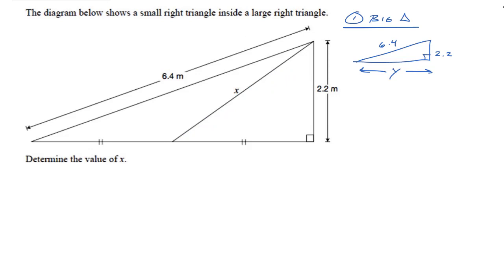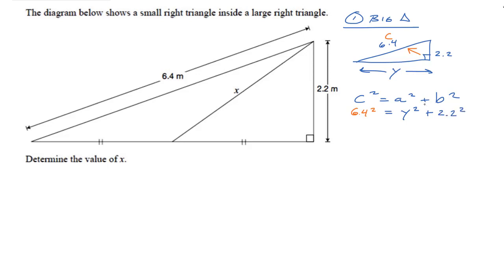All right, so let's do our Pythagorean theorem. C squared equals a squared plus b squared. Now, which side is the c? It's the 6.4, right? So I got to make sure I get that in the right place. The other two are a and b. It really doesn't matter, so I'm just going to make the a the y and make the b the 2.2.